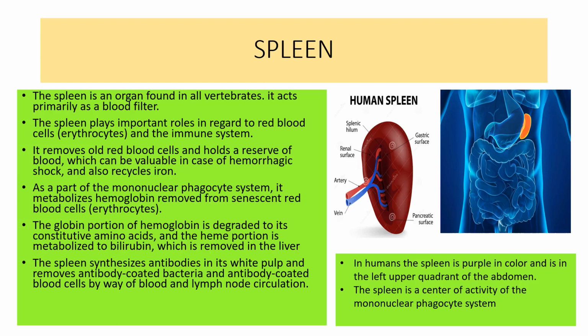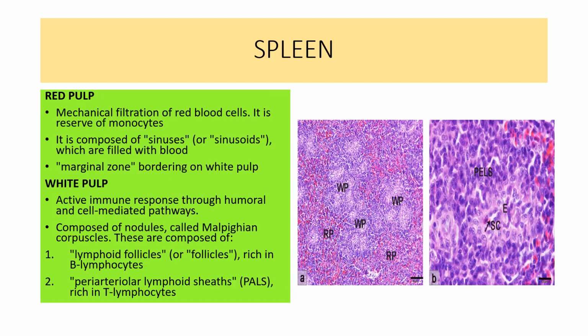The spleen synthesizes antibodies in its white pulp and removes antibody-coated bacteria and antibody-coated blood cells by way of blood and lymph node circulation. In humans, the spleen is purple in color and is in the left upper quadrant of the abdomen. The spleen is a center of activity of the mononuclear phagocyte system.